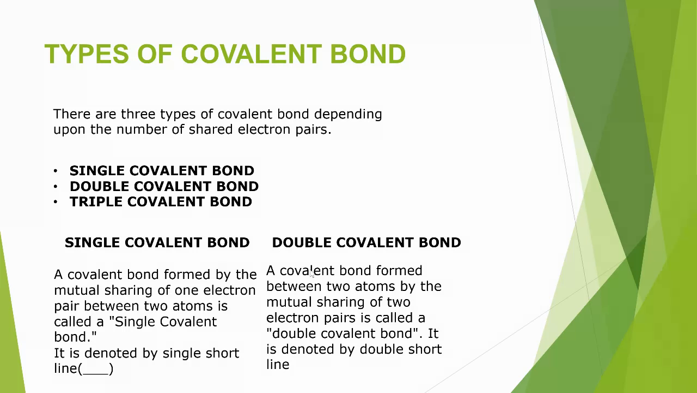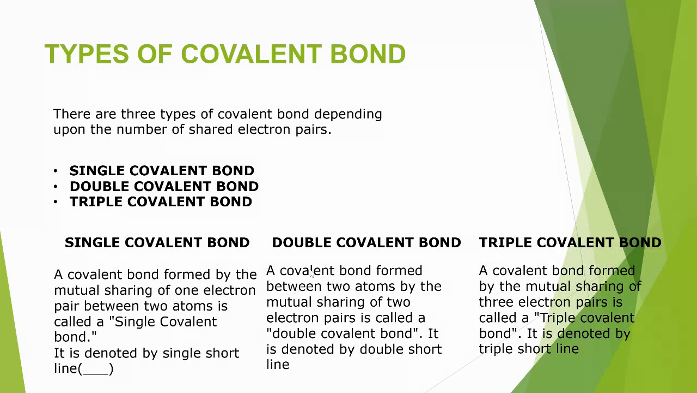A double covalent bond is a covalent bond formed between two atoms by the mutual sharing of two electron pairs. It's called a double covalent bond, denoted by a double short line, so two lines basically. Same for this one. Triple covalent bond: a covalent bond formed by the mutual sharing of three electron pairs is called a triple covalent bond, denoted by a triple short line.